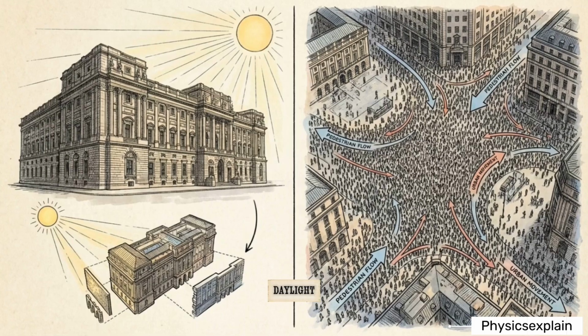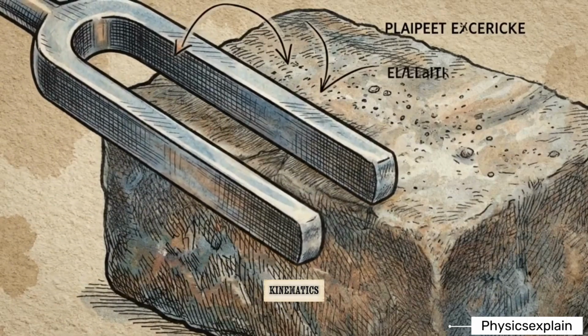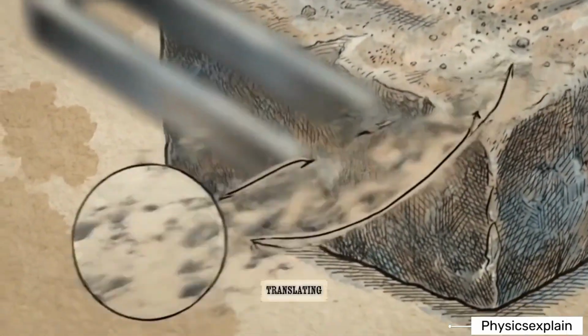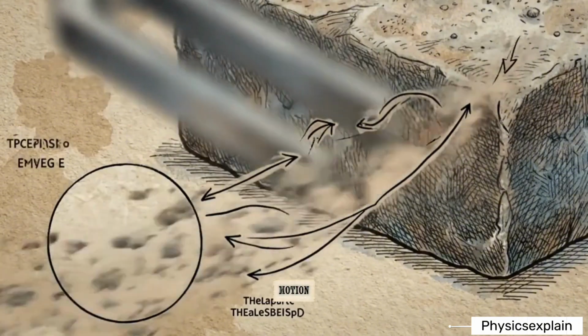Over thousands of daylight hours and tens of thousands of footsteps, that micro-displacement accumulates into observable rotation. The Manchester anomaly demonstrates kinematics in action. The carved stone acts as a mechanical transducer, translating ambient environmental energy into cumulative rotational motion.